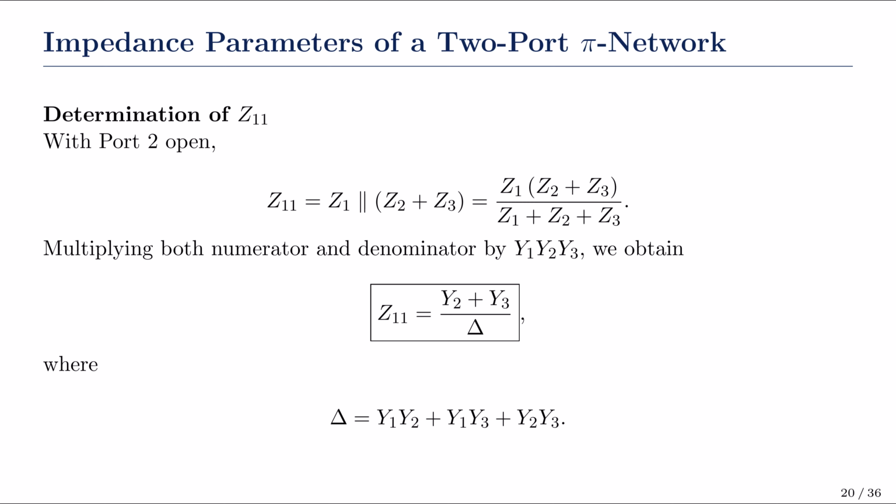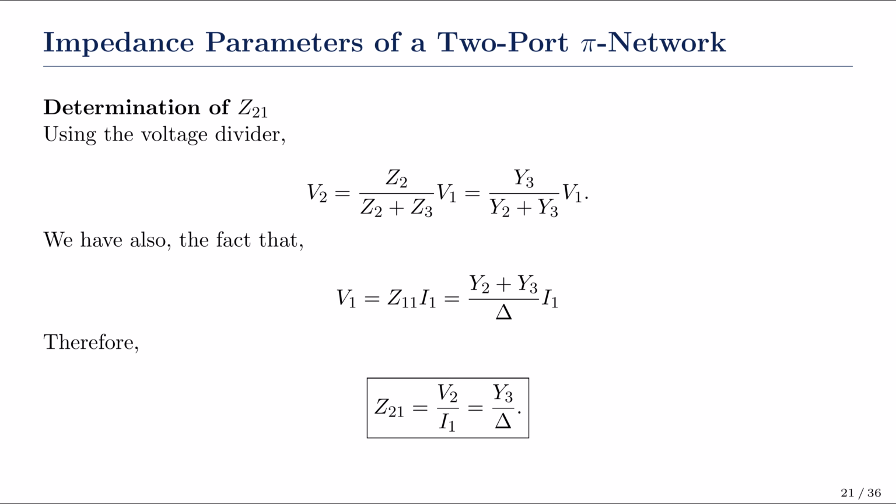Next, we determine the transfer impedance Z21. The transfer impedance is obtained from the voltage divider relationship between the intermediate branch and the output port. Combining this result with the previously derived expression for Z11 yields a simple expression for Z21 in terms of Y3 and delta. By symmetry, we immediately obtain the remaining impedance parameters.